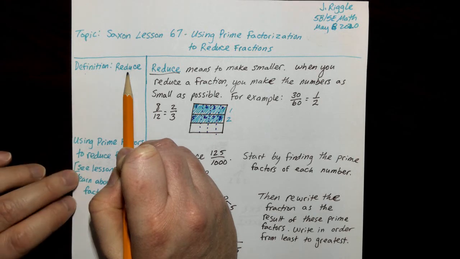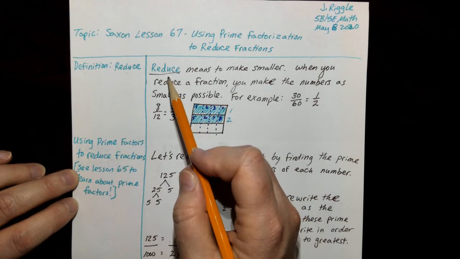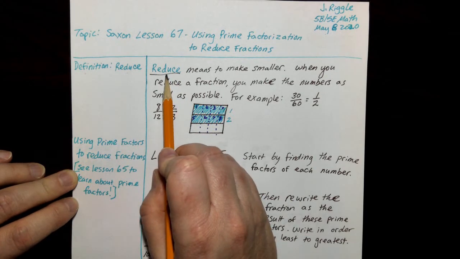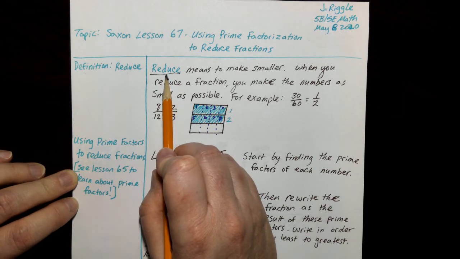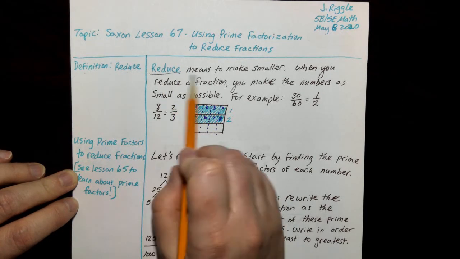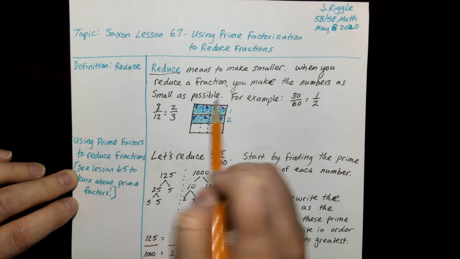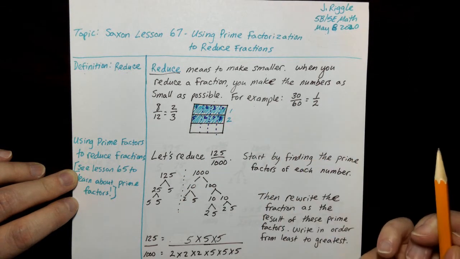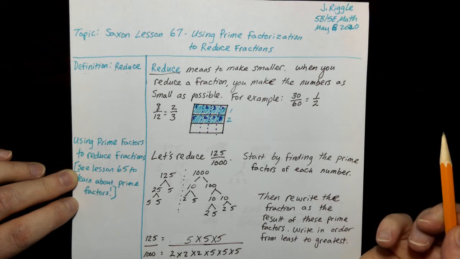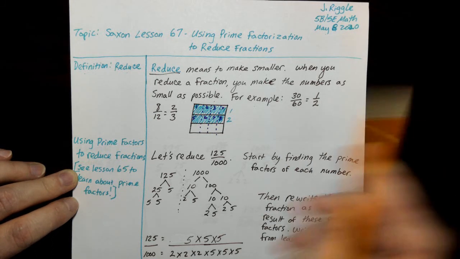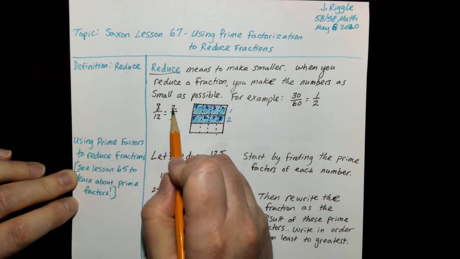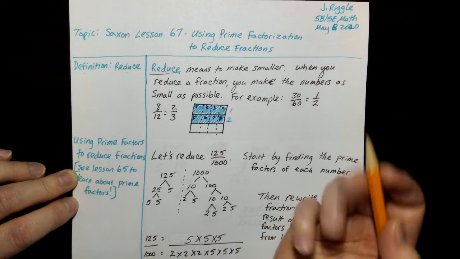But just in case you forgot, or maybe you were a little unclear before, the word reduce, especially when we're talking about math, means to make smaller. When you reduce a fraction, you make the numbers as small as possible. For example, 30 over 60, we write as 1/2 because 30/60ths is 1/2. So let's say we have a fraction like 8/12. We can rewrite that fraction as 2/3.